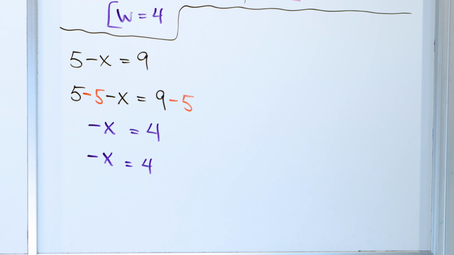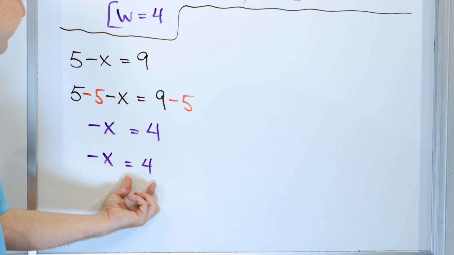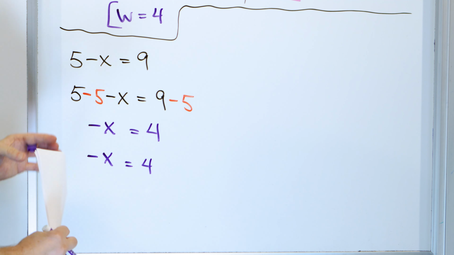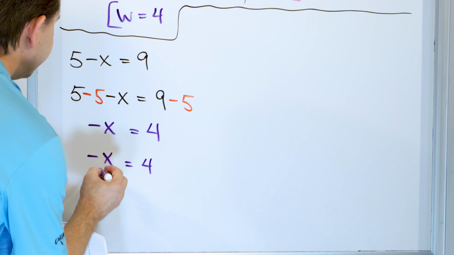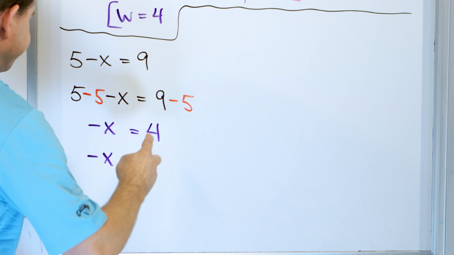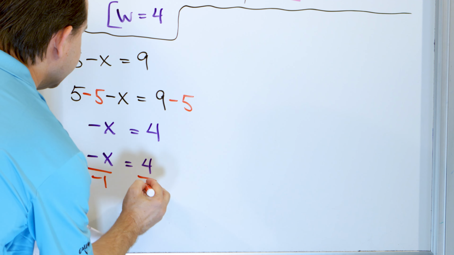Now, you can finish solving this 2 different ways, right? You have negative 1 times x is equal to 4. You can divide both sides by negative 1.